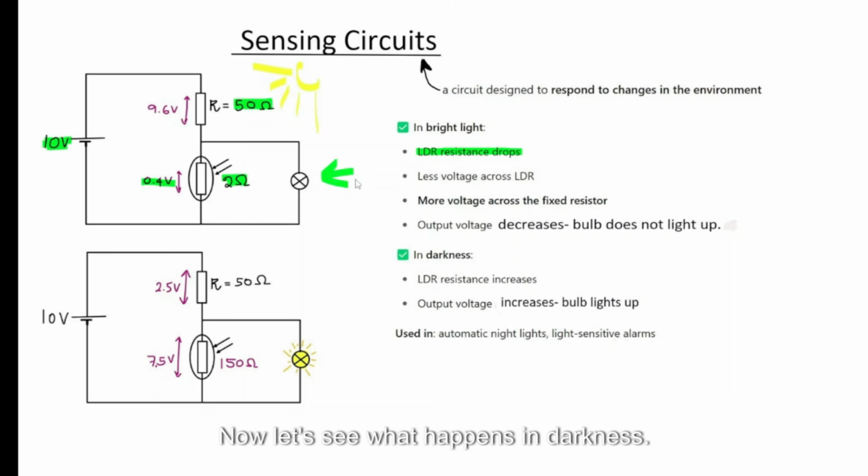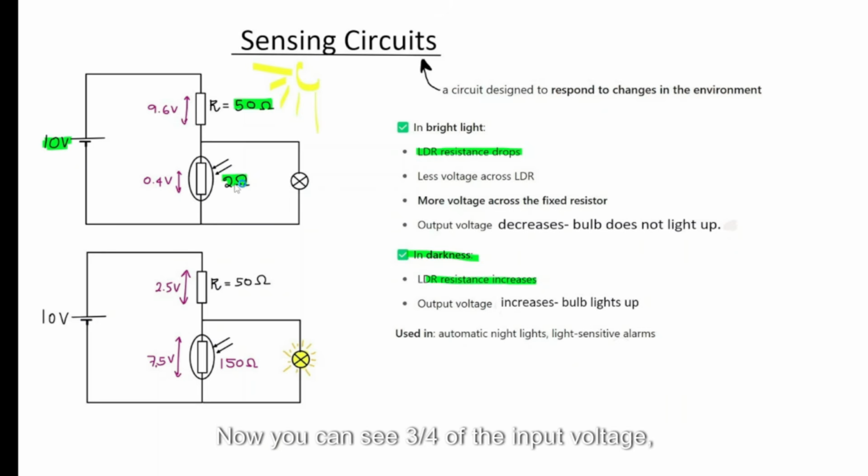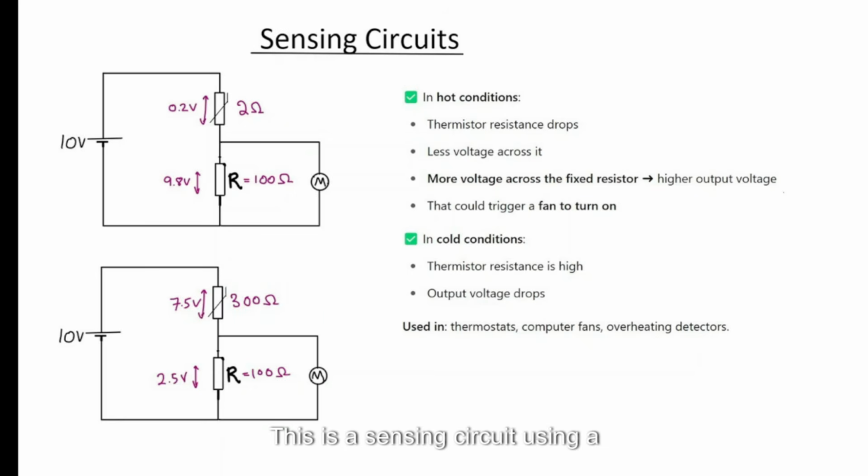Now let's see what happens in darkness. When it is dark at night, the resistance of the LDR increases. Now let's say it's not 2 ohms anymore. When it's dark, it's 150 ohms. Now the size of the fixed resistor is still 50 ohms. Now you can see 3/4 of the input voltage, which is 7.5 volts, is across this one. Now that is a high voltage, so what will happen? The bulb illuminates.